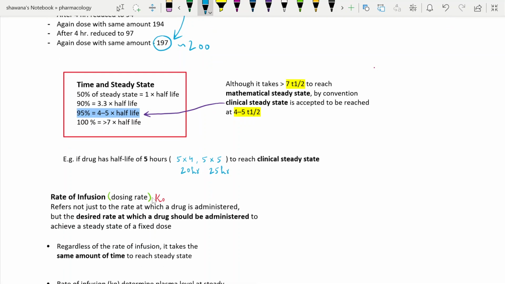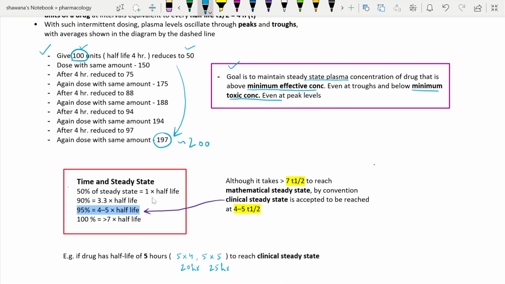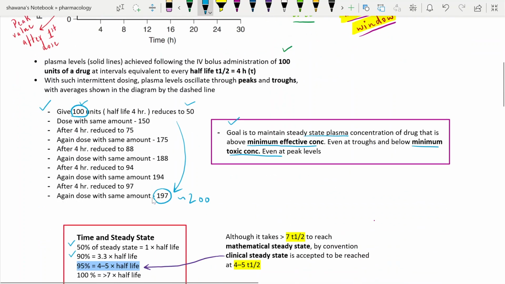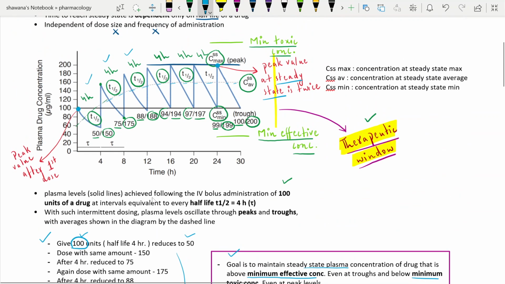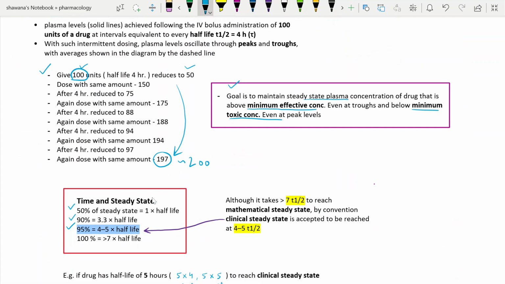What is time to the steady state? What is it showing us? It is showing us that 50% of the steady state is achieved in one half-life. 90% of the steady state is achieved in 3 to 4 half-lives, about 3.3 half-lives. And 95% of the steady state is achieved in 4 to 5 half-lives. It means that after 4 to 5 half-lives, we are achieving the clinical steady state. Okay, we are achieving the clinical steady state, and it's very important.